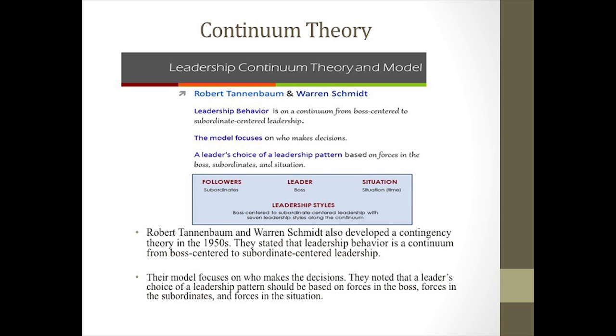Leadership continuum theory was developed by Robert Tannenbaum and Schmidt. They stated that leadership behavior is on a continuum from boss-centered to subordinate leadership. The focus is on who makes the decisions. Tannenbaum and Schmidt's continuum theory shows the relationship between the level of freedom that a leader chooses to give a team and the level of authority used by the leader.